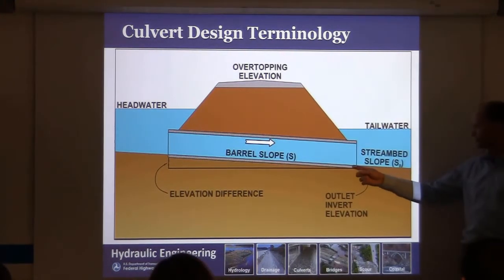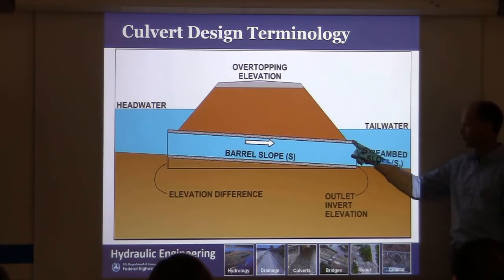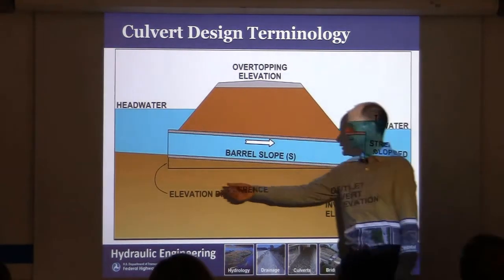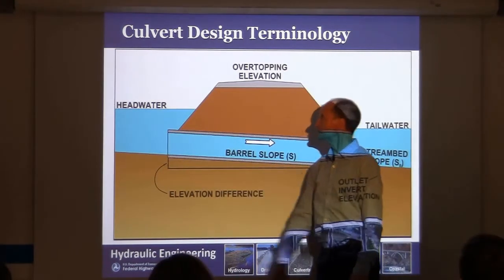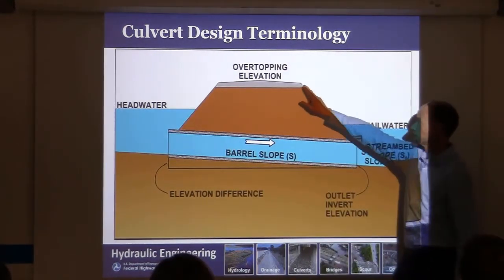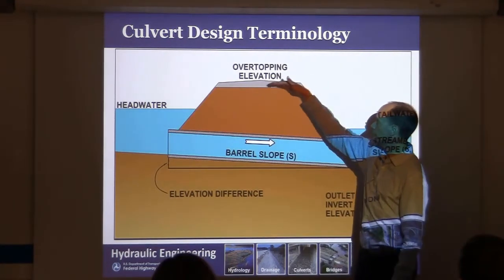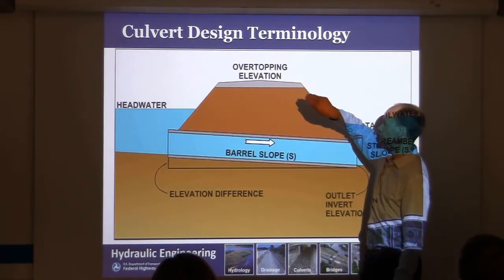Then we have our invert and our crown of our pipe. The crown of the pipe is the top, the invert's the bottom. So here's the invert at the outlet, and here's the invert at the inlet side. And then up here's our roadway. So flows go in this direction through the culvert. And here's our roadway, and traffic is this direction.